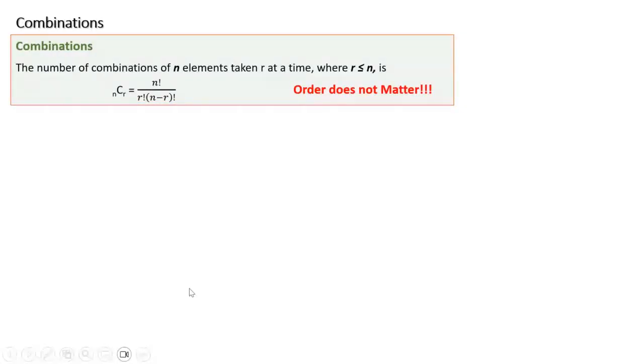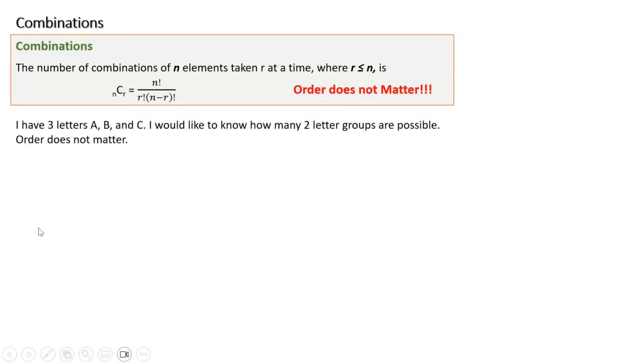Now comes combination. For combination, the order does not matter. Let's have the same arrangements as the previous example for the permutation. We have 3 letters, A, B, and C. Now we'd like to know how many 2-letter groups are possible. Order does not matter. For example, AB and BA is the same thing. That's why we only put it once. We have AB, AC, and BC. The answer is 3.